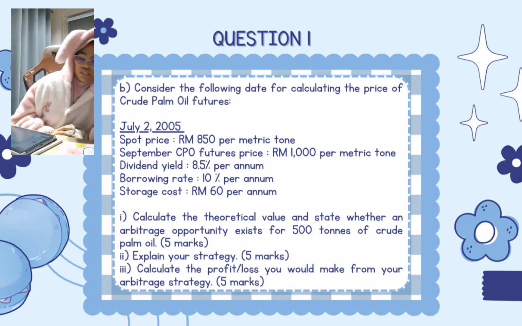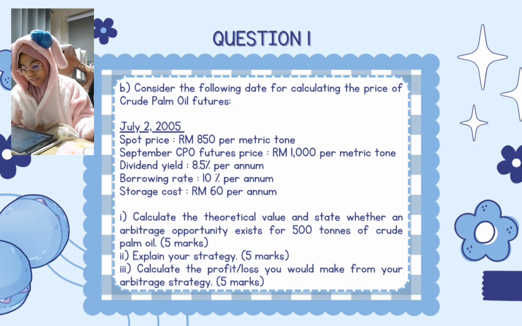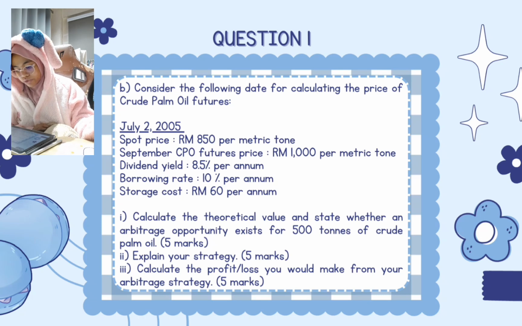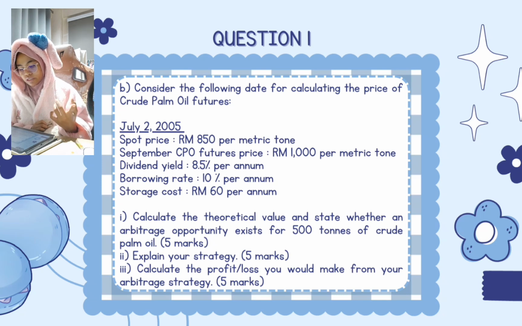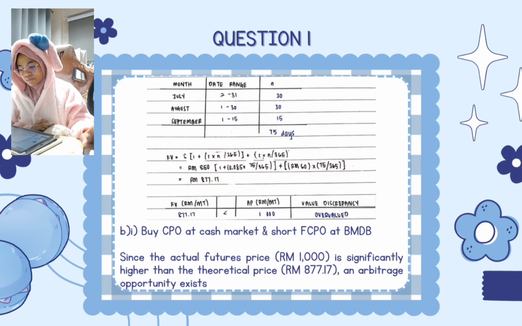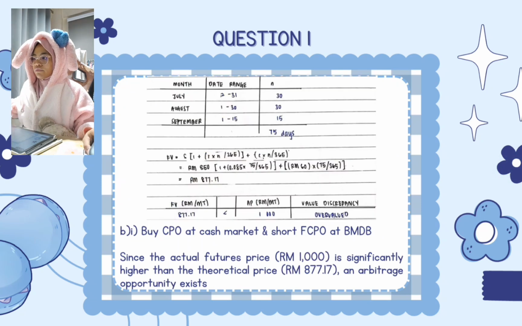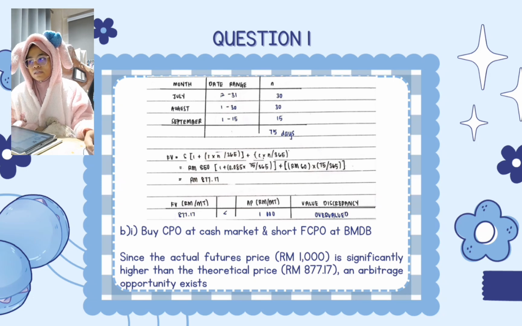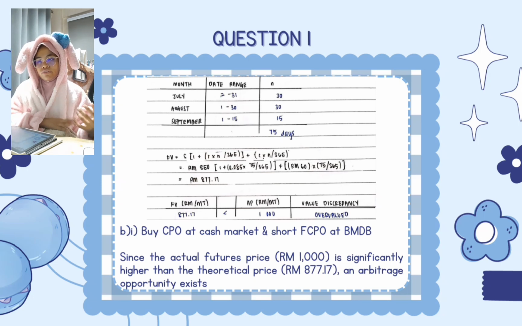So the questions are: calculate the theoretical value and state whether an arbitrage opportunity exists for 500 tons of crude palm oil. Explain your strategy and calculate the profit or loss you would make from your arbitrage strategy. So firstly, the first step to calculate the arbitrage here is to calculate the fair value first.